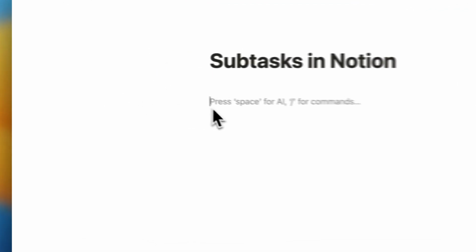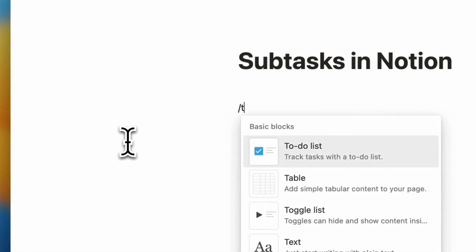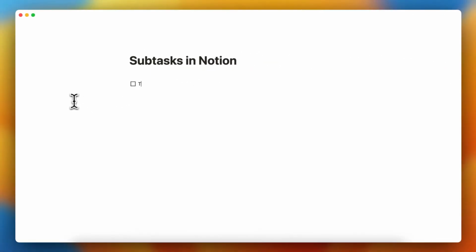So basically you need to type slash and then search for to-do list, and this is just a normal task, so let's call it task 1. Then press enter and this is going to add another task, but we want to add a subtask. So let's call this task 3 and then press enter again, but then do not call it task 4, but press tab like this, and you can call this subtask 1.